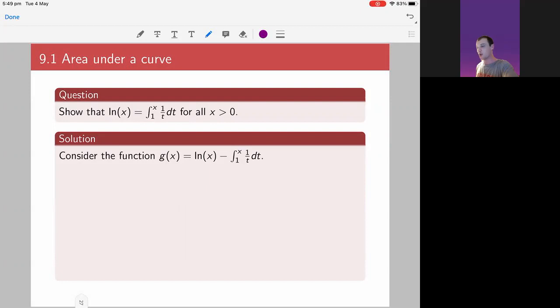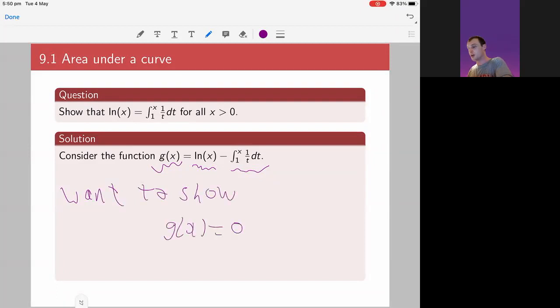So to make this a bit more precise, let's consider a new function which measures how much the logarithm of x fails to be the same as the integral from 1 up to x of 1 on t dt. Ultimately, what we want to show is that g of x is equal to 0. So we want to show that g of x equals 0 for all x greater than 0.